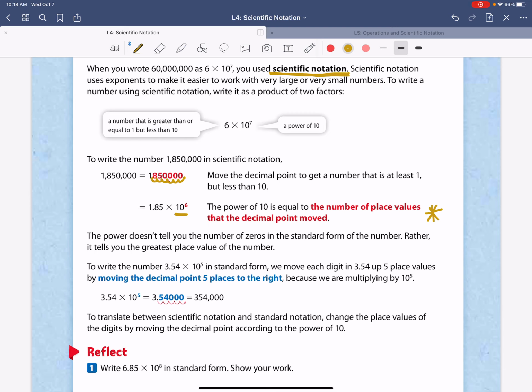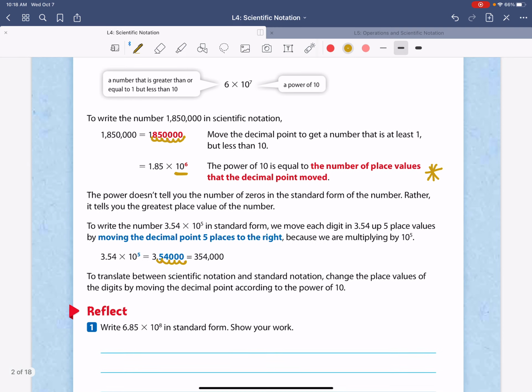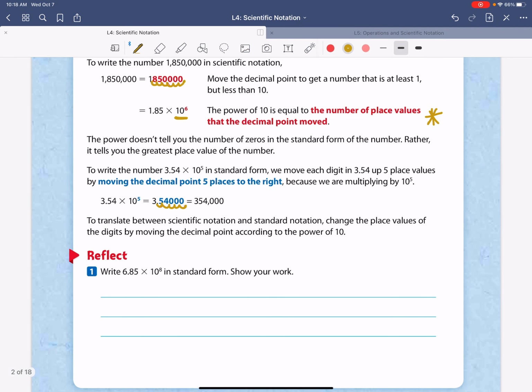To write the number 3.54 times 10 to the 5th in standard form, we move each digit in 3.54 up 5 place values by moving the decimal point 5 places to the right because we're multiplying by 10 to the 5th power. So we have 3.54 times 10 to the 5th power, which equals 3.54, and we move our decimal point 5 places to the right. So then we've got our new number, 354,000. To translate between scientific notation and standard notation, change the place values of the digits by moving the decimal point according to the power of 10.